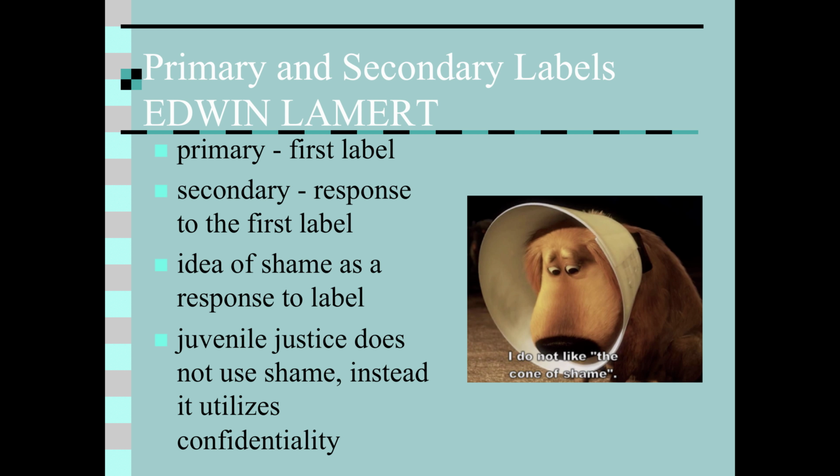Edwin Lemert developed the notion of primary and secondary deviance. Lemert was developing his theories about the same time that Shaw and McKay and Sutherland were developing their theories. Lemert's theory stood in stark contrast to the other theorists of his time. Lemert focused his research and theories on the interaction between social control agents and rule violators, as well as how certain behaviors came to be labeled as criminal, delinquent, or deviant.